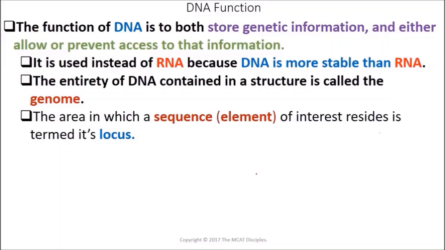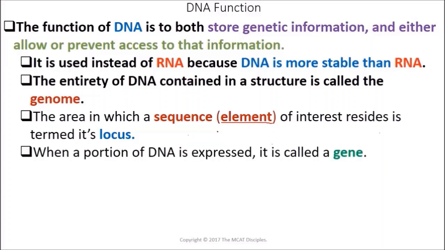The area in which a sequence or sequence element, or just an element of interest, resides is termed its locus. You'll see this terminology in the context of transcription. A sequence element, or just an element, is just a sequence of nucleotides of interest. It may have some function, it may not, it may just be what you're looking at. But that's just termed its locus. A locus is simply the area you're looking at. It can be defined as X amount of genes. It can be defined as 10,000 base pairs or 30 base pairs.